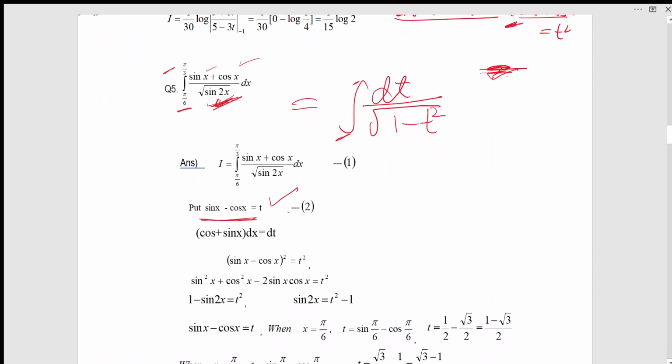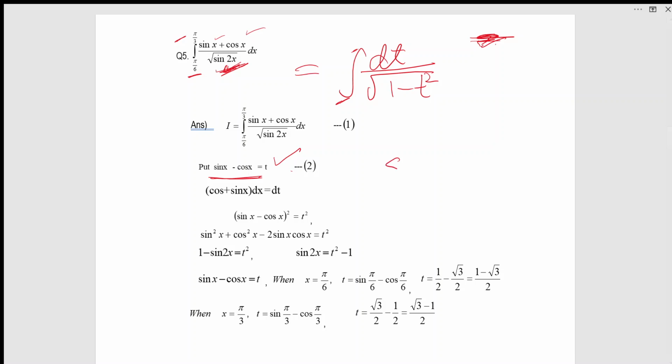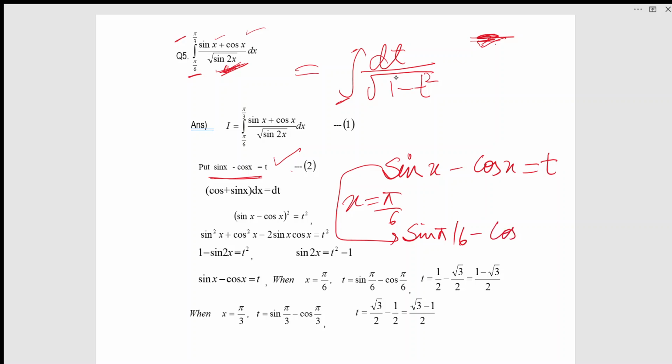Changing the limits in this question is a little lengthy, because the substitution was sin x minus cos x equals t. When x is equal to pi by 6, this becomes sin pi by 6 minus cos pi by 6, and that is t. So what is sin 30? Sin 30 is 1 by 2, minus root 3 by 2. So the limits are a little lengthy but very easy, not difficult. So 1 by 2 minus root 3 by 2 will be the upper limit. Similarly, you will get the lower limit. Apply the limits and you will get the answer.